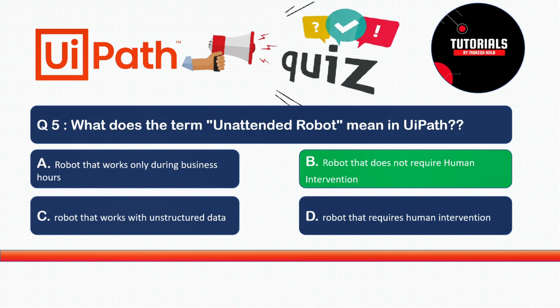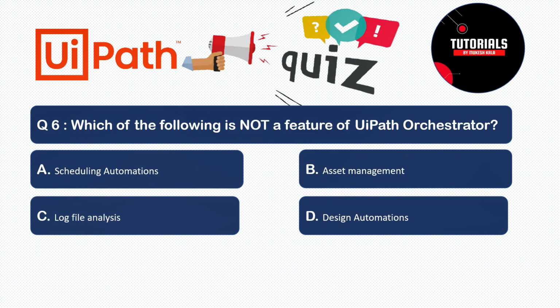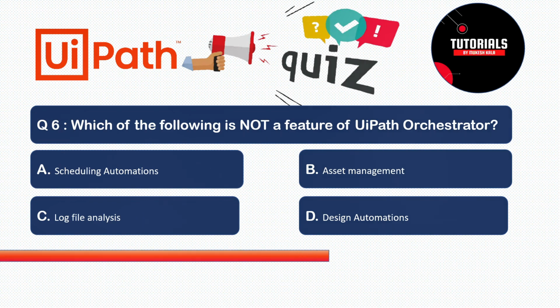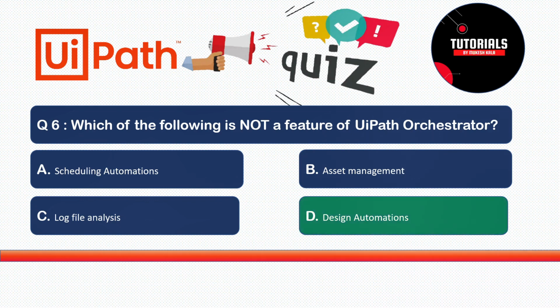Okay, let's move ahead, and I hope guys you are calculating your score. So this is question number 6 now. Which of the following is not a feature of UiPath Orchestrator, right? Scheduling the automations, assets management, log file analysis, or designing of the automation. We just have to see which is not a feature of UiPath Orchestrator. And the correct answer is option number D, designing the automation.